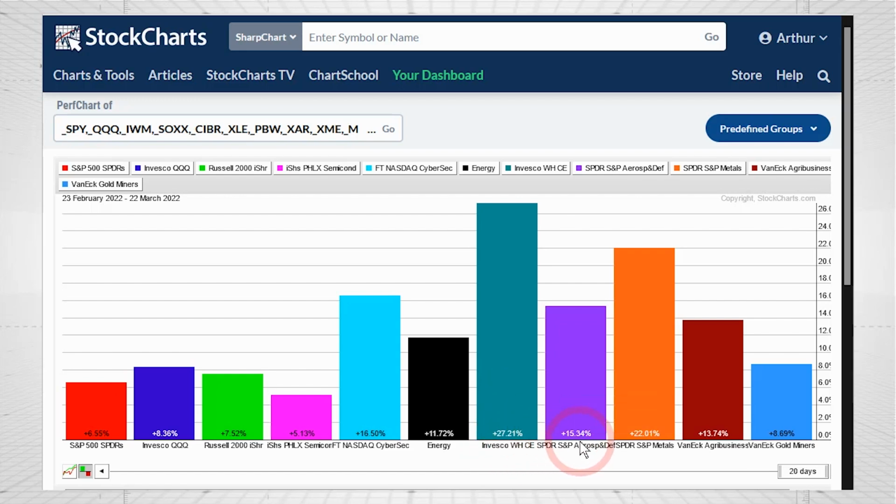Defense and Aerospace XAR up 15%. Metals and Mining XME up 22%. Agribusiness MOO up 14%. Gold miners, not as much. They're up 8.7%, but they are outperforming. This is a volatile one, though, but gold is in an uptrend.